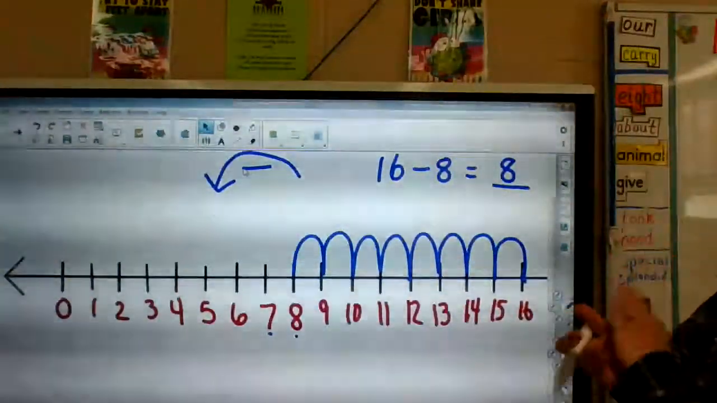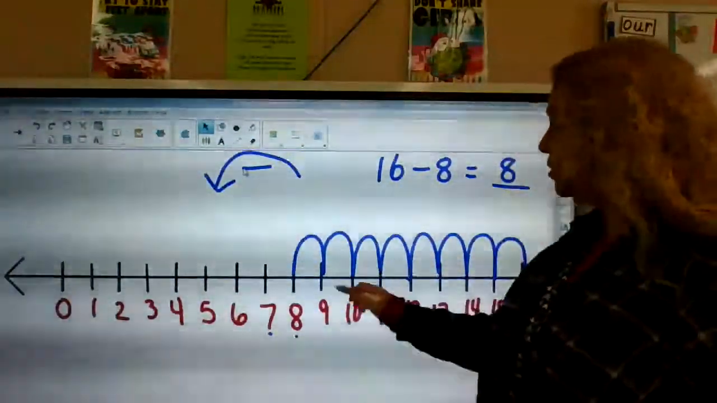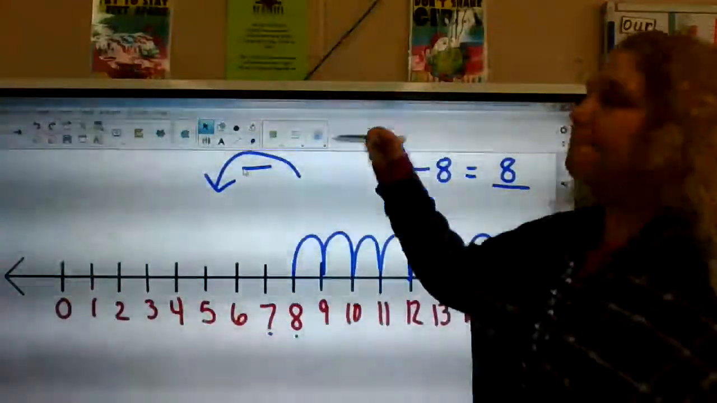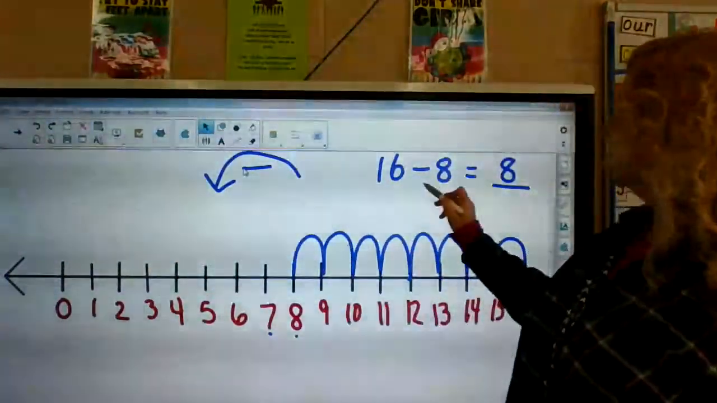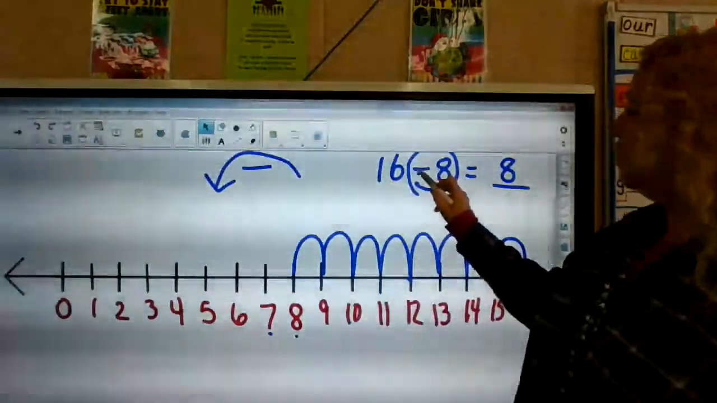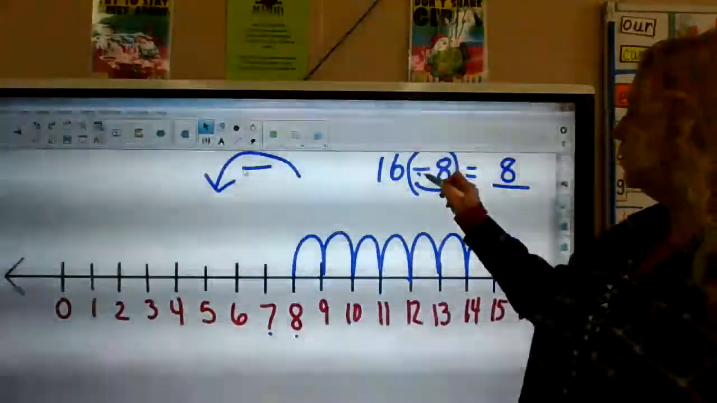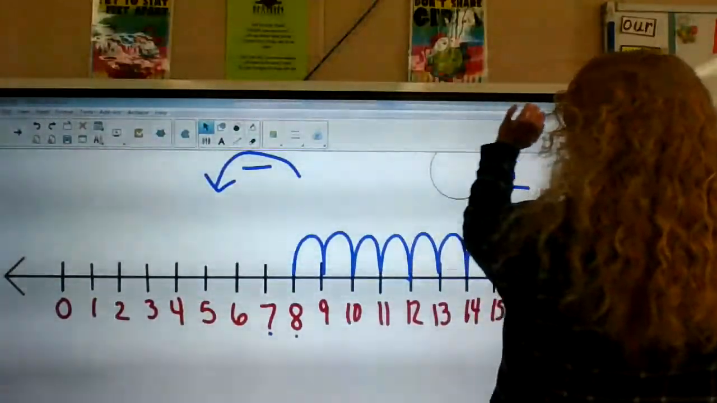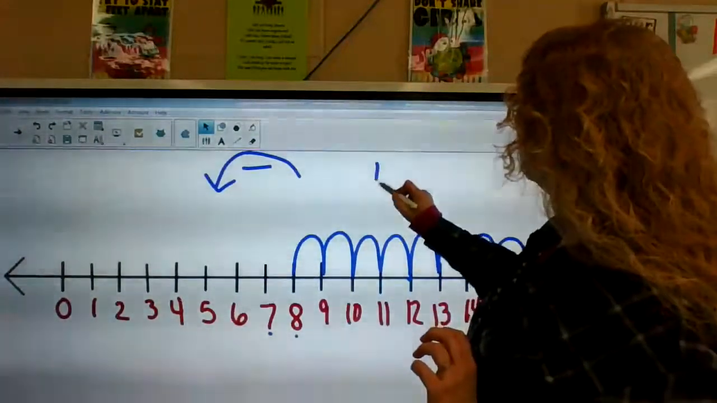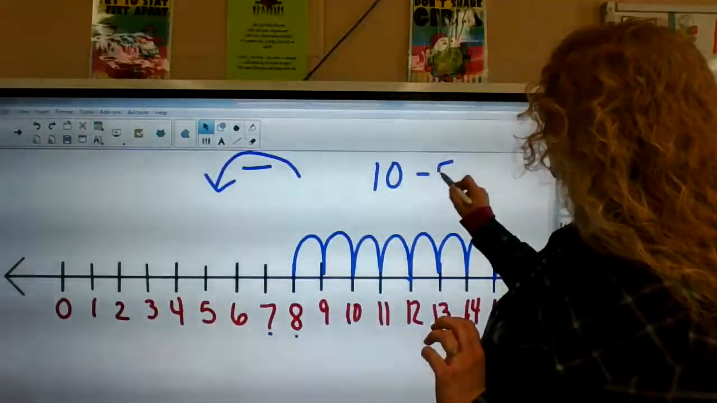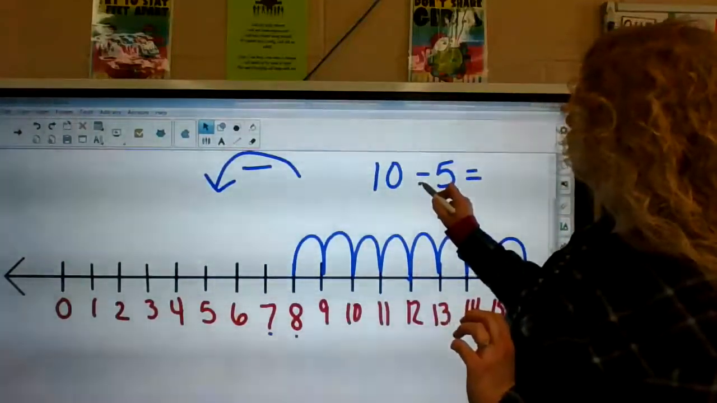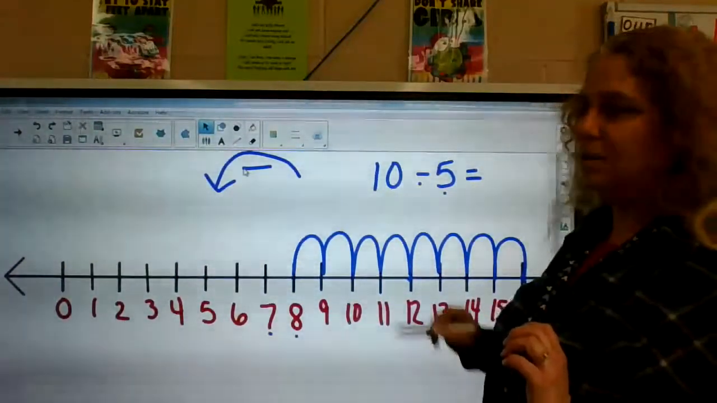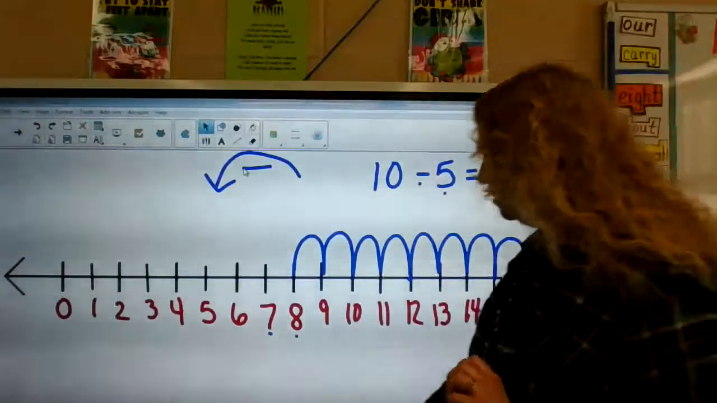Okay, so using a number line, you start on the first number and then you hop backwards this number. This is like go back 8. Okay, I just want to write one more. So if I had 10 minus 5, you'd go back 5.